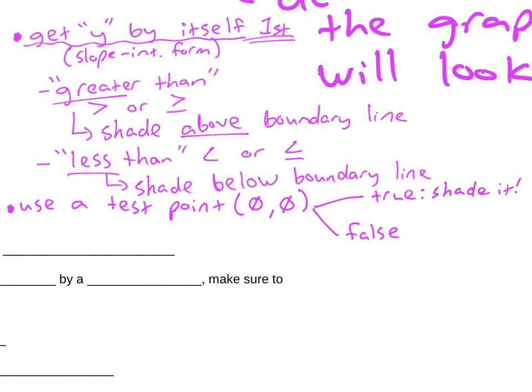So if we test 0, 0, the origin, and we see it's a true statement in the equation, that part of the graph should be shaded, should be colored in. If it's false, though, we're going to shade the other part of the graph. Again, the best way, in my opinion, really is to get to slope-intercept form, because you're going to see we have to do this anyways to make it graph ready.